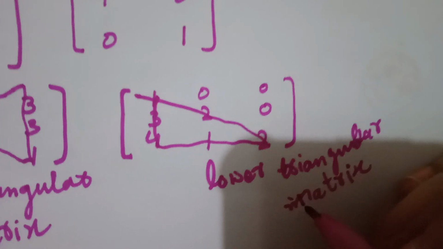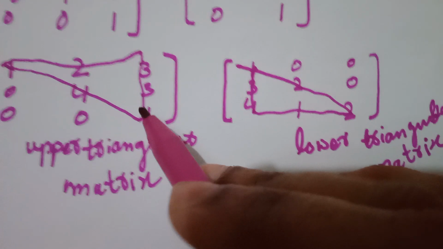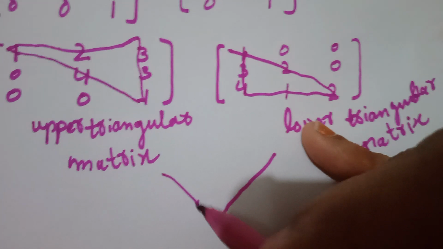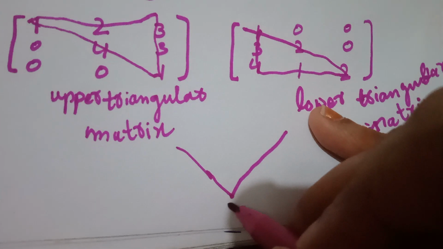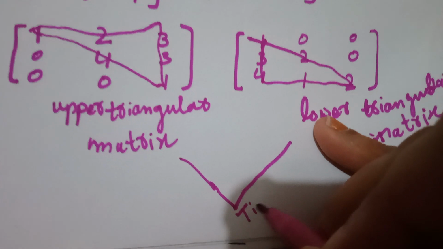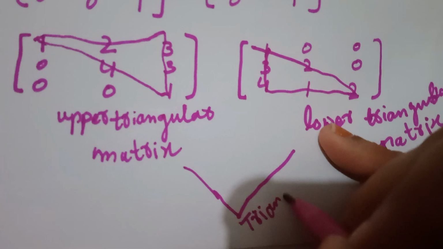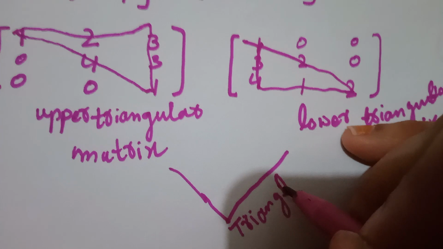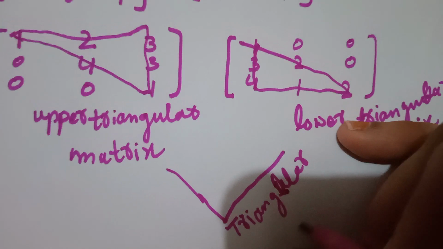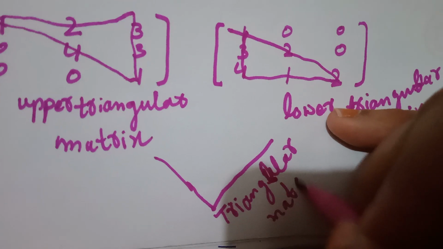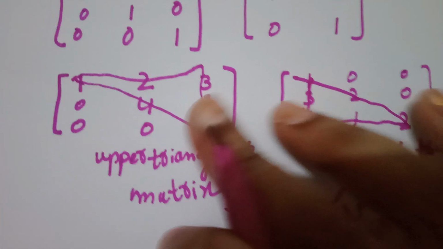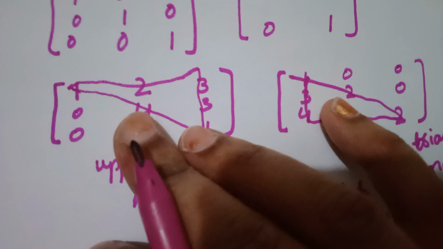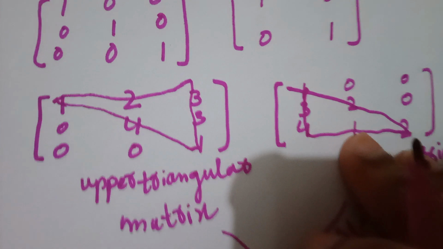But we have a common name for these two matrices. You can say it as triangular matrix, because in both these matrices we have a triangle, either on upper side or lower side.